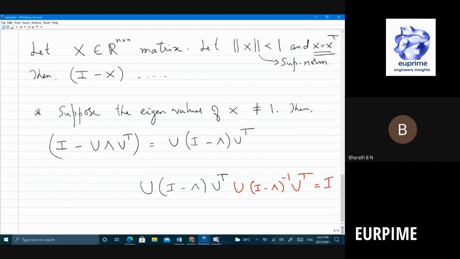Similarly, if I multiply, let me call this the inverse. It's a symmetric matrix, so the inverse is also symmetric. So I could come up with the inverse of I minus X when the eigenvalues of X are not equal to 1. Let's see when this happens. We need to check this. Let's see how to check this.